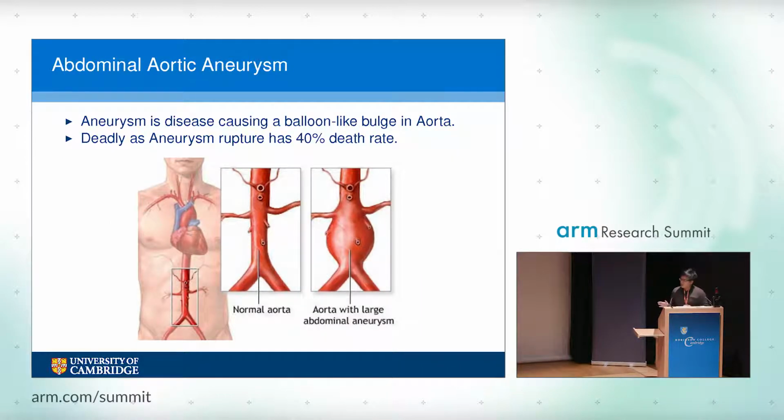So let me first introduce you maybe to one of the data sets we are using. For this project, we are targeting one of the diseases called abdominal aortic aneurysm. So aneurysm is a disease that affects your aorta. The aorta is the main artery of the human body, and the disease causes part of your aorta to have a balloon-like bulge. And this bulge is actually very deadly, because once it ruptures, it will cause a 40% death rate.